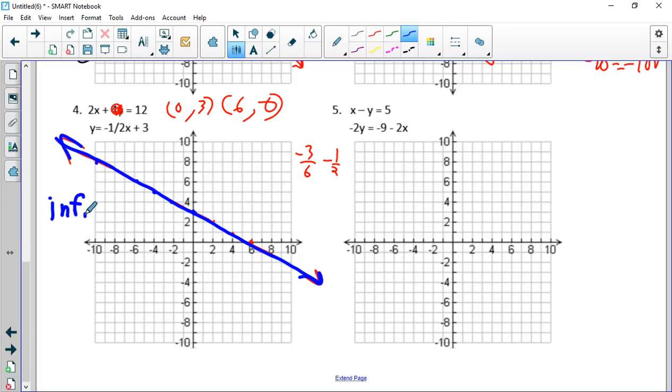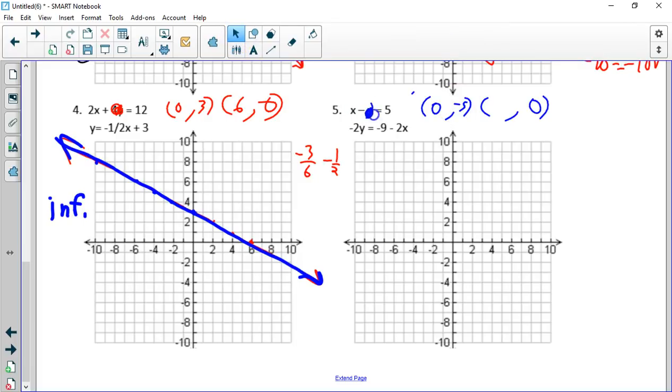All right, last one. X minus y equals 5. Cover method. Plug in a 0 for x. Now you got to be careful here. Negative y is 5. So y is negative 5. Plug in a 0 for y, and x is 5. So 0, negative 5, right here, 5, 0, right here. That is a slope of 1.